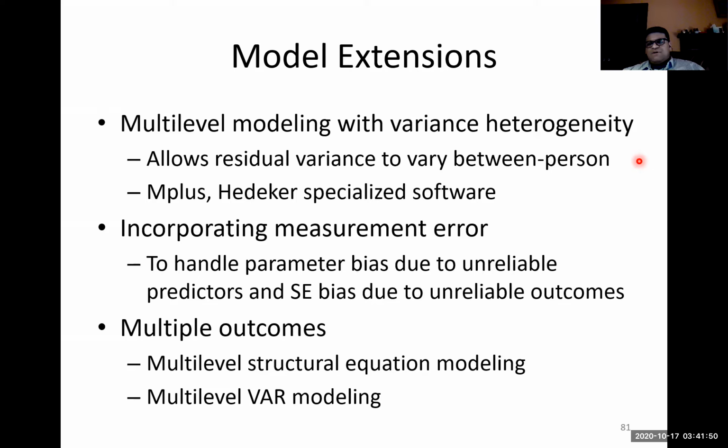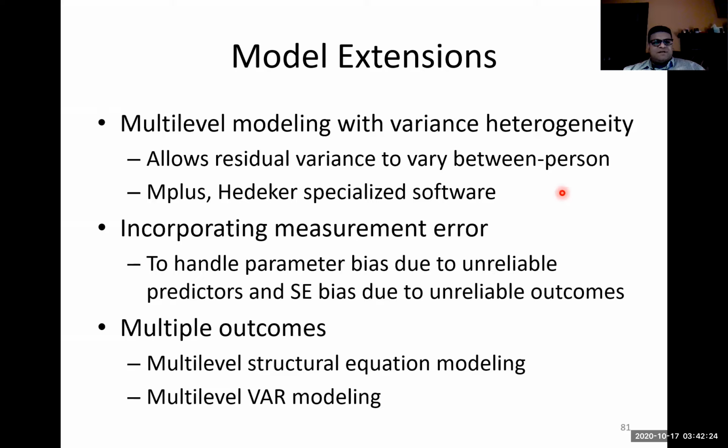But what if people vary? What if some people have much bigger within person variances versus smaller within person variances? That would have to be reflected in a model where you allow the sigma squared to vary from person to person, essentially allowing each person to have their own sigma squared. And then you can predict the between person heterogeneity in the sigma squared using person level predictors.